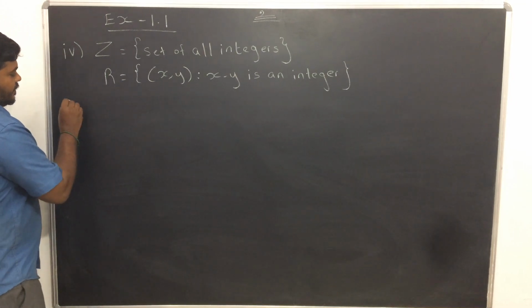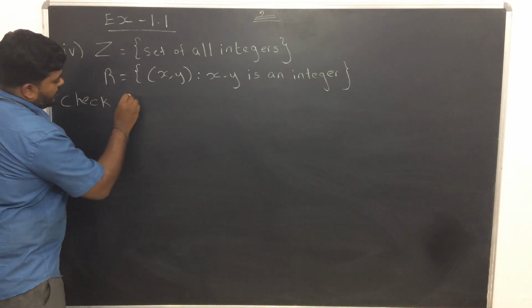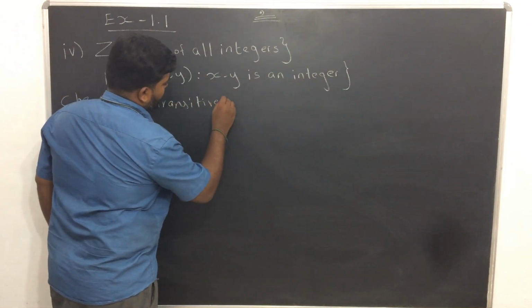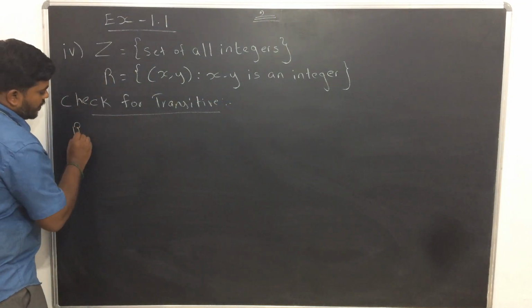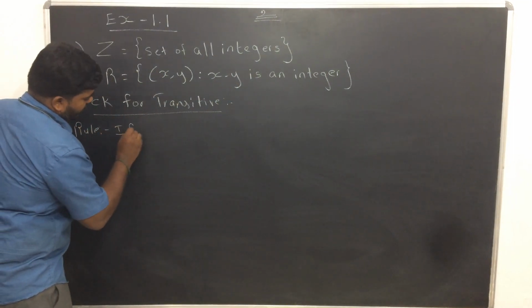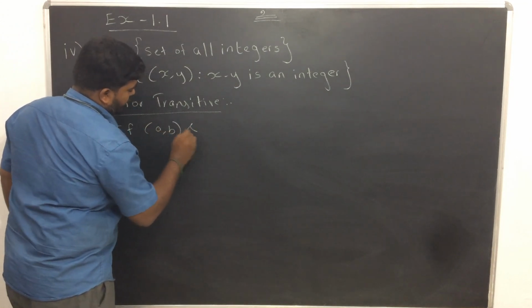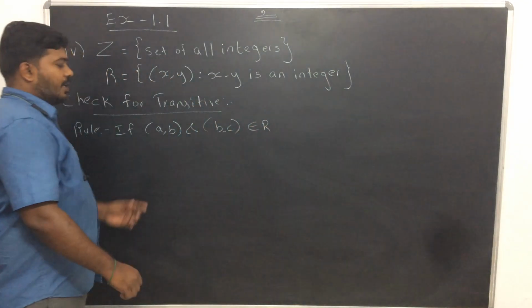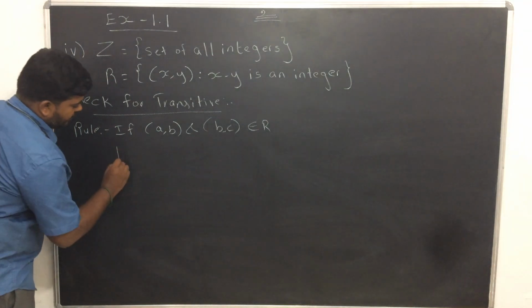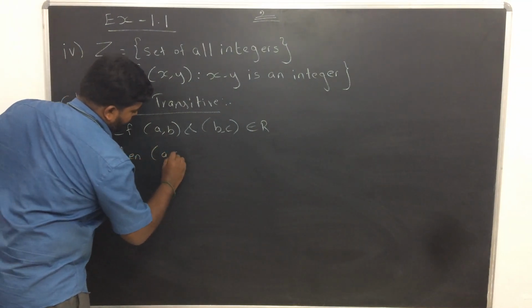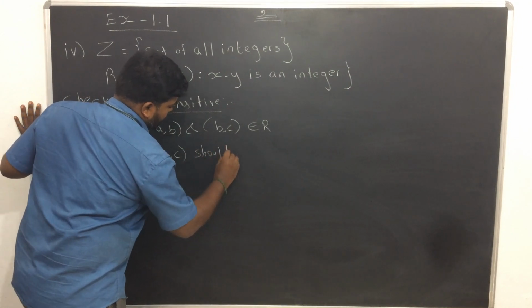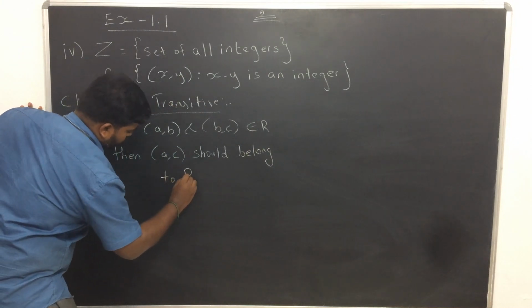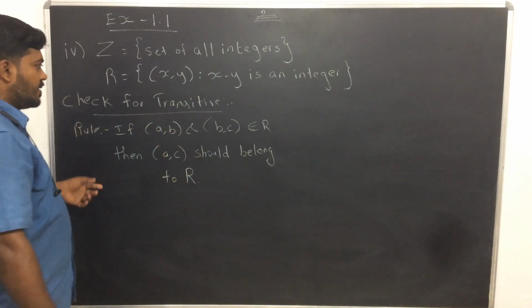Now let's check for transitive. What is the rule for a relation to be transitive? The rule is if (a, b) and (b, c) belong to R, then (a, c) should belong to R. So this is the rule for any relation to be transitive, right?